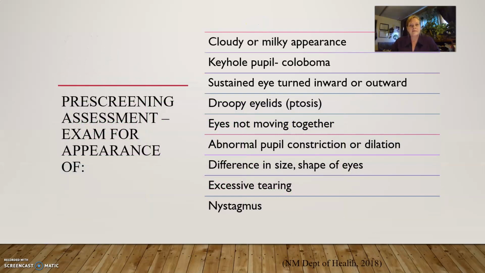In the pre-screening assessment, or the exam, we examine the eyes and look for a cloudy or milky appearance. A keyhole pupil, which is called a coloboma, an irregularly shaped pupil from tissue that has grown irregularly. It's rare but can lead to vision problems. A sustained eye turned in or outward. Droopy eyelids, ptosis, if the eyes are not moving together, if there's any abnormal pupil constriction or dilation, if there's a difference in size or shape, excessive tearing, or if there's any nystagmus noted, or the repetitive irregular movements.